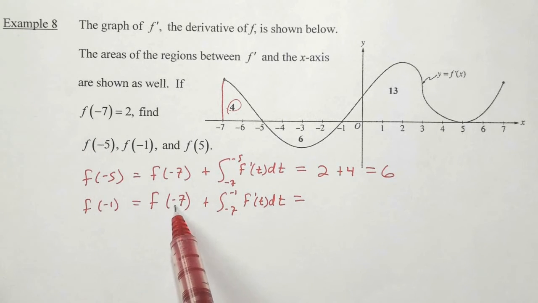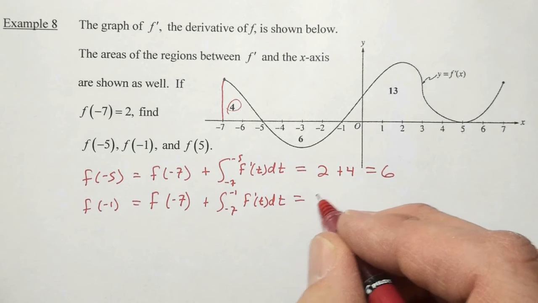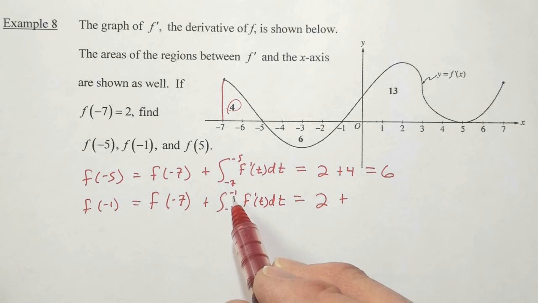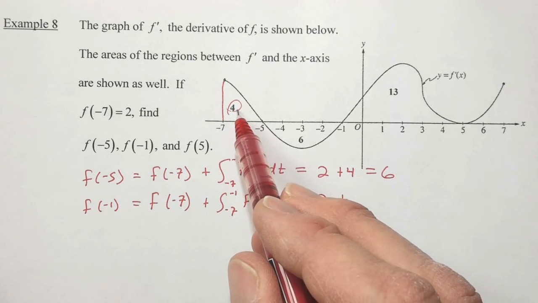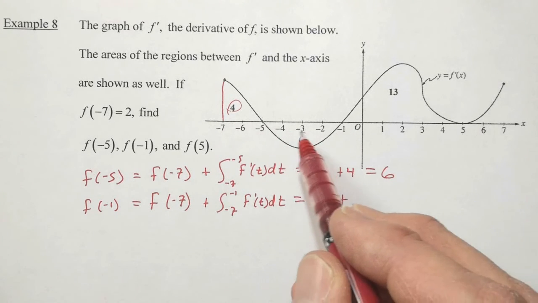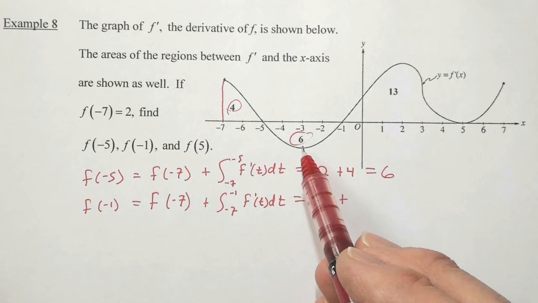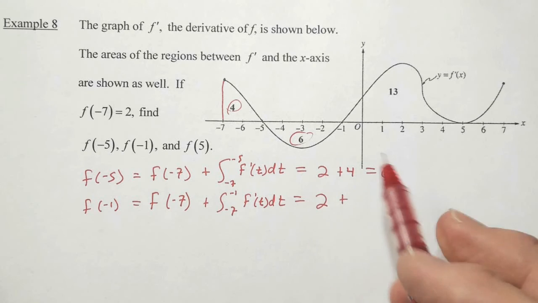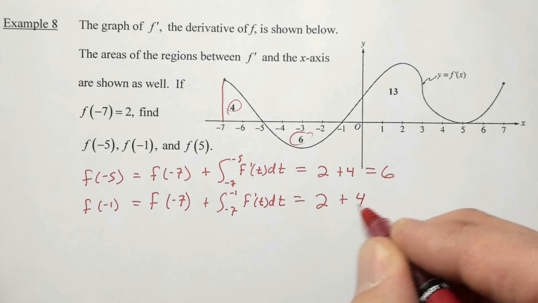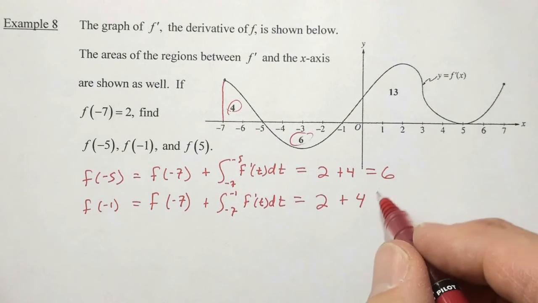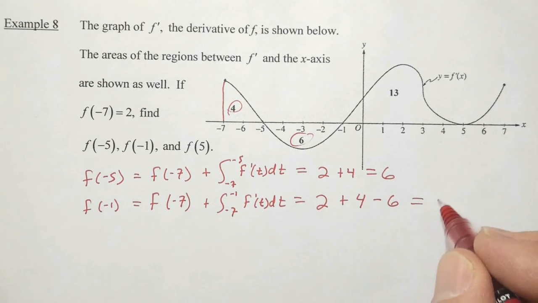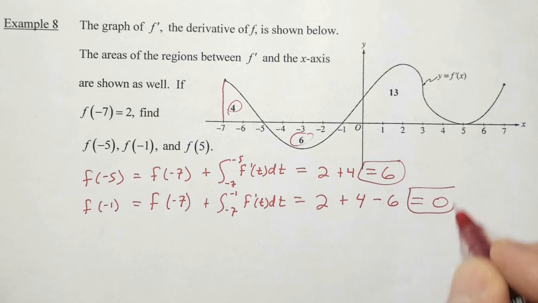So once again, f of negative 7 is 2, so we're going to have 2 plus, and then we want all the area from negative 7 to negative 1. Negative 7 to negative 5 is an area of 4, and then from negative 5 to negative 1, the area is 6. Now keep in mind that 6 is located below the x-axis. So what does that mean we have to do to it? Exactly, we have to negate it. So we're going to have 2 plus 4 again, just like the previous one, but then we're going to subtract 6. And 2 plus 4 is 6, minus 6 means our final answer there will be 0. So the first answer was 6, the second answer was 0.